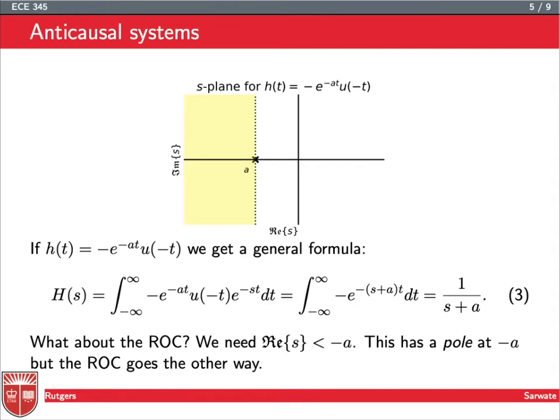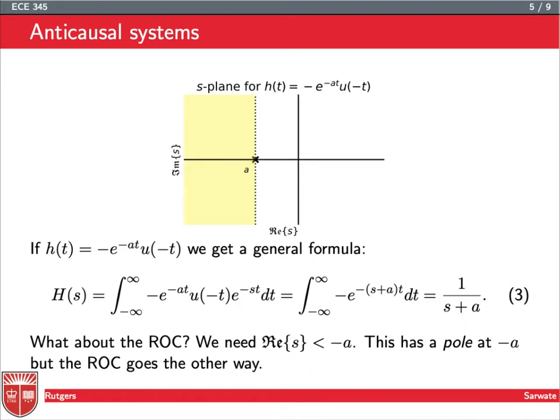And so now, since we're integrating from minus infinity, we actually need this s plus a to be less than 0, which is to say that the real part of s has to be less than minus a. So this is again a pole at minus a. Here's minus a, but the ROC is going to go the other direction. It's going to go from minus infinity to minus a. So if you notice, we're getting the same formula here as we did before, but the region of convergence is different.